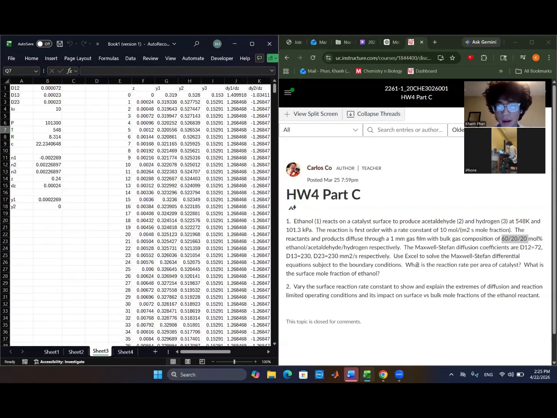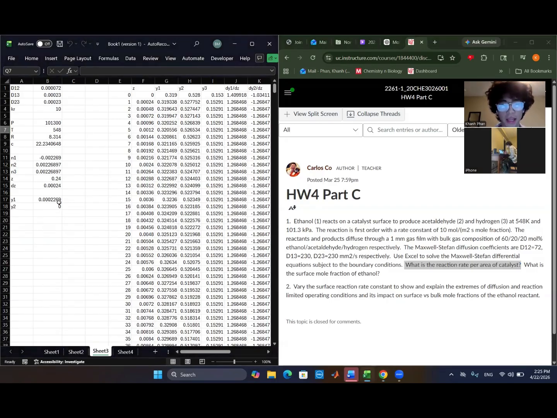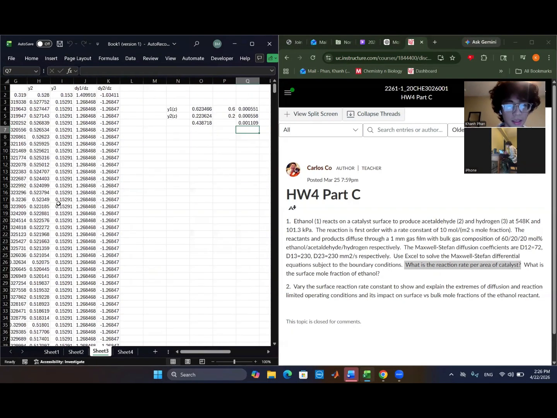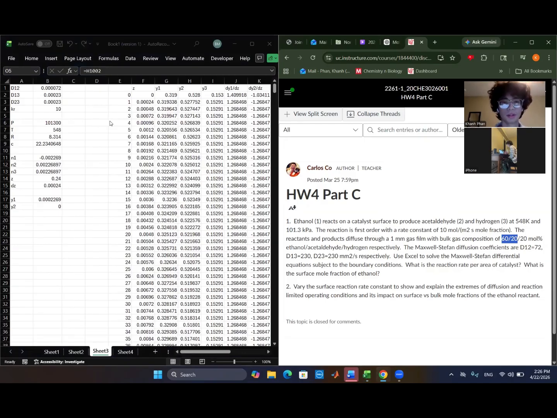So we can answer this question: at the rate of reaction per area of catalyst, what is the surface mole fraction of ethanol? The surface mole fraction of ethanol is 0.0002269, and you see over here it has a ratio of 6 to 2, which is what we want, so 0.6, 0.2. So that's how we use the solver to approach this solution.